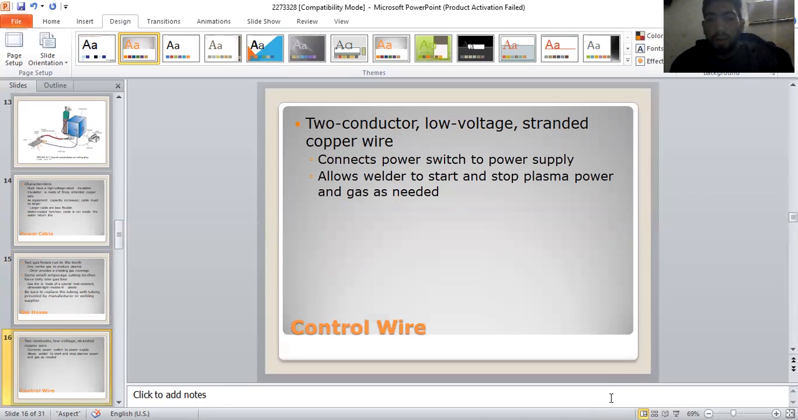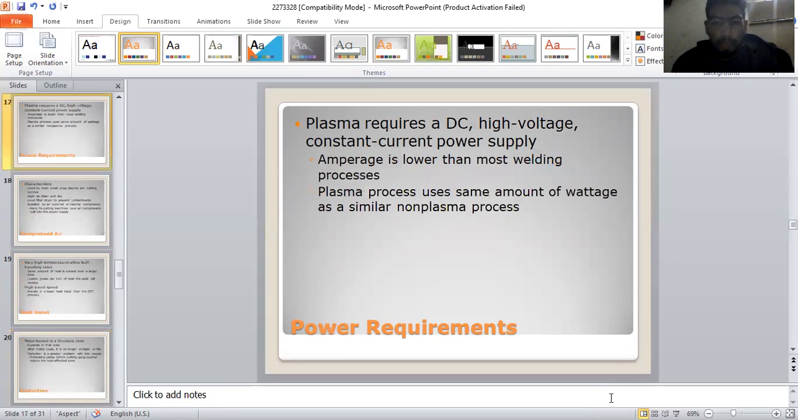So the control wire is a two conductor low voltage standard copper wire. It connects the power switch to the power supply, and allows the operator to start and stop the plasma power and gas. Essentially, it's a simple thing. So the power requirements: in plasma cutting, we need a DC source, high voltage, and a constant supply of current, because we need to do the activity constantly.